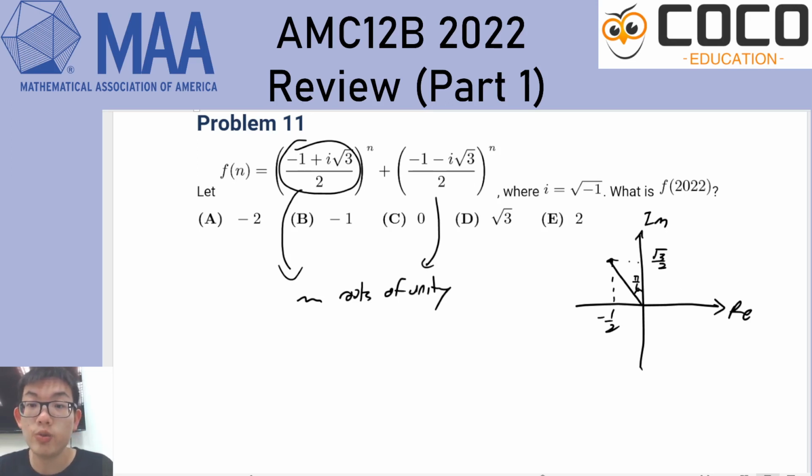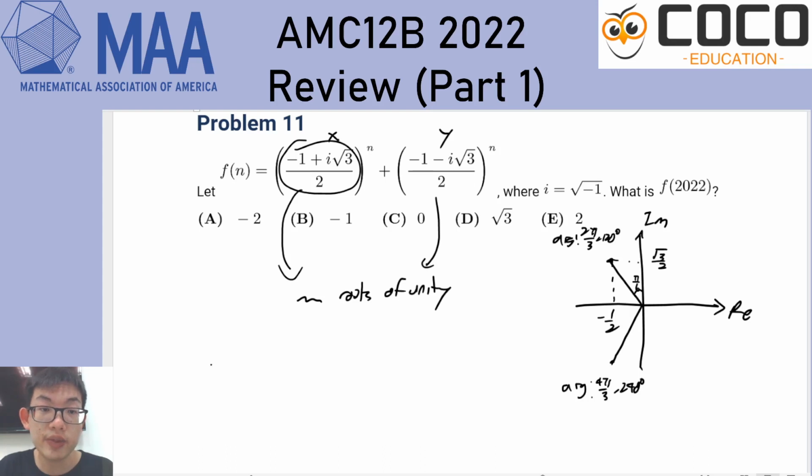And so this would have argument 2 pi over 3 or 120 degrees. Now the other one, down here, will have argument 4 pi over 3 or 240 degrees. And both of these mean that it will be third roots of unity. So we call this x and call this y. It just means that x cubed and y cubed are both 1.